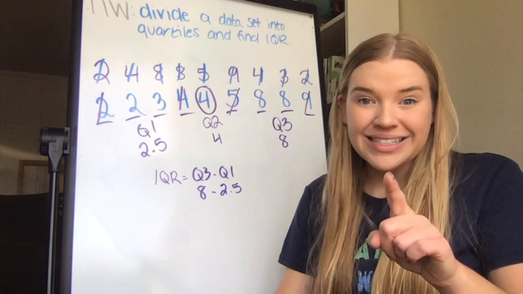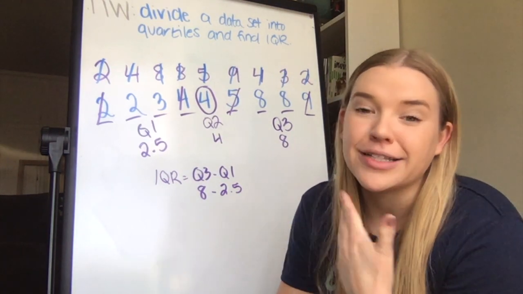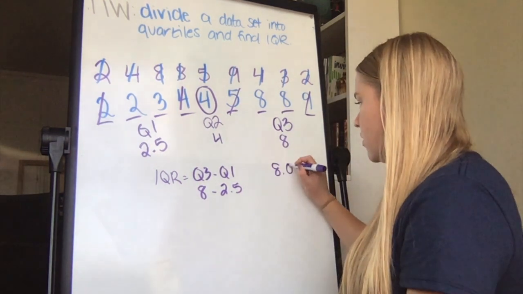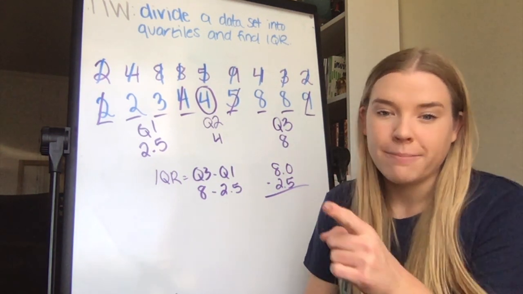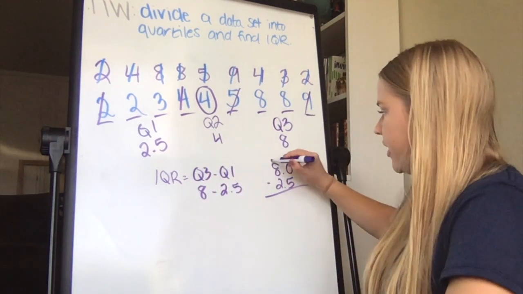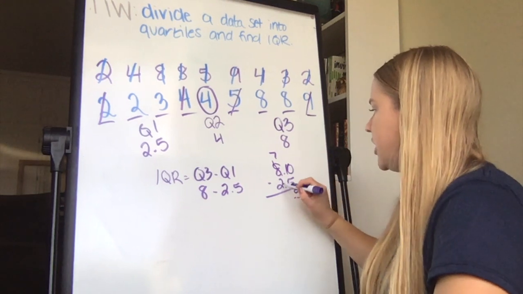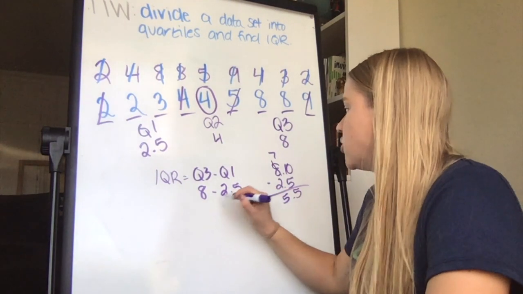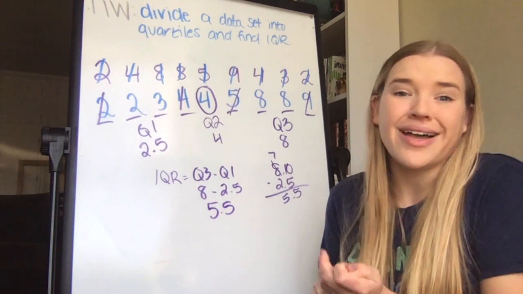I want you to pause and solve that if you need to. I have a video on adding and subtracting decimals if you need to go watch that real fast. That's how you would set it up if you needed to. Pause it, come back when you have it. Alrighty, in order to solve this, you would borrow: 10 minus 5 is 5, bring down my decimal, and 8 minus 2 is 5. So my interquartile range would be 5.5, or 5 and 5/10.